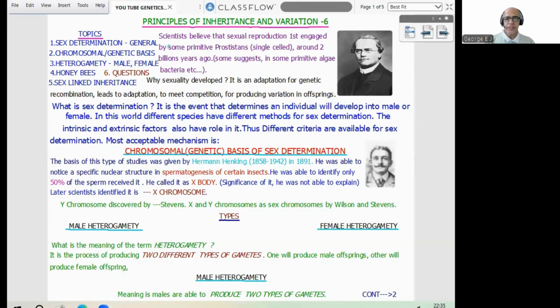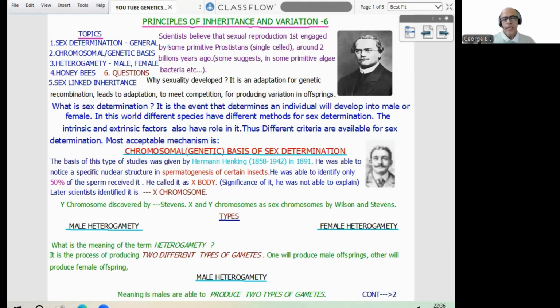What topics will we be discussing in the sixth part of principles of inheritance and variation? Five main topics with the sixth being questions, theory and runs with the key. First topic is sex determination in general. Second is chromosomal or genetic basis of sex determination. Third is heterogamety, male and female. Fourth is honeybee, a special sexual determination method. Fifth is sex-linked inheritance. And sixth, as usual, questions. So these are the topics we'll be discussing. So we can proceed.